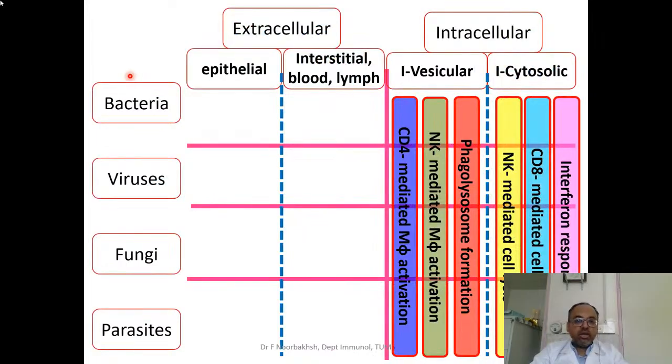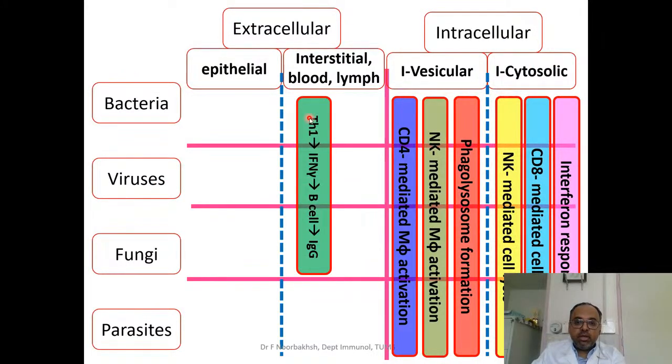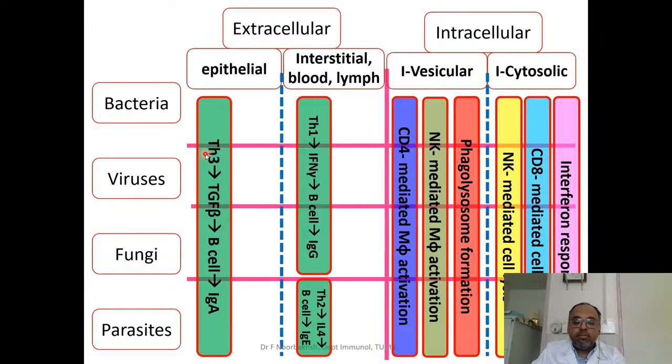And here is the summary slide. So here I have, if something is inside the blood or interstitial tissue or lymph, T helper 1, interferon gamma, B cell, and IgG. If it's a parasite, T helper 2, interleukin 4, B cell, and IgE. If it's at the epithelial surface, well, some other T cell, it's controversial whether to call it T helper 3 or not. So some other type of CD4 T cell. Then a cytokine named TGF beta, B cell, and IgA.